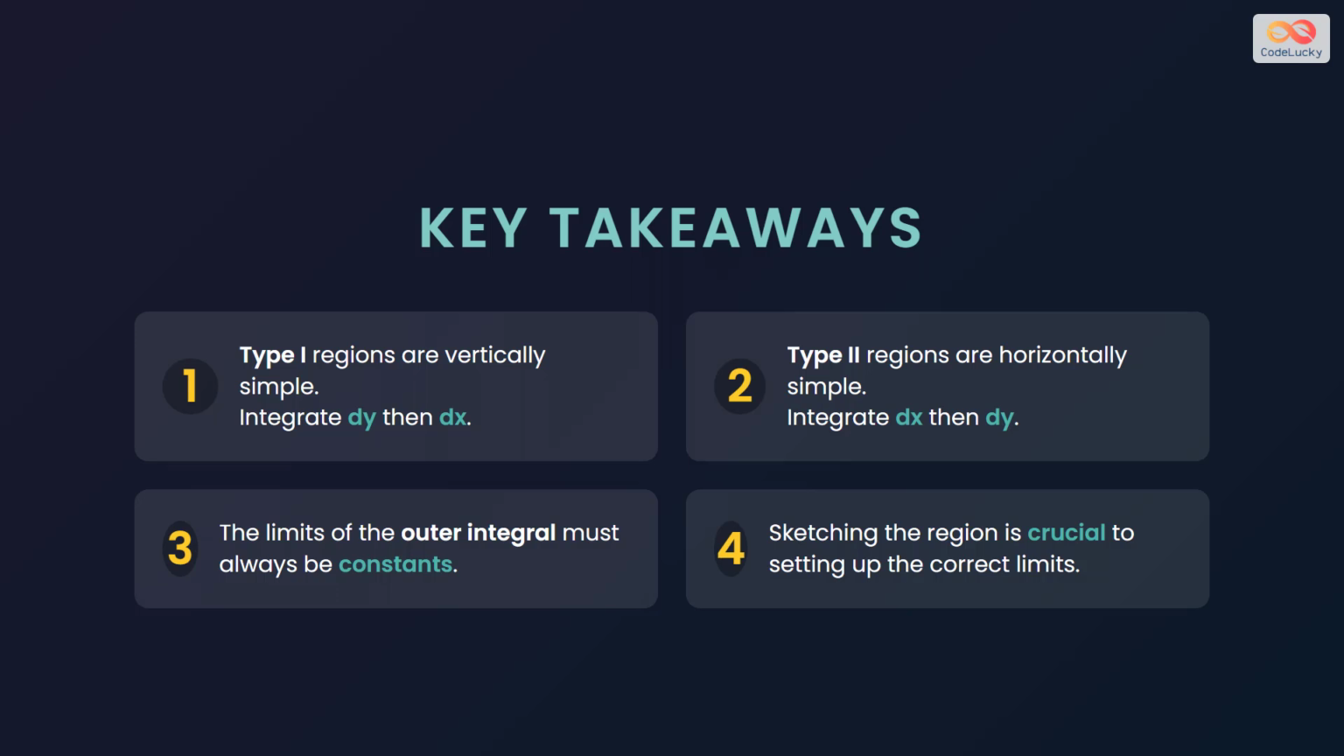To wrap up, remember these 4 key points. 1. Type 1 regions integrate y then x. 2. Type 2 regions integrate x then y. 3. The outer integral limits are always constants, never functions. And 4. Always sketch your region before setting up the integral. It is the only way to guarantee you have the correct limits.